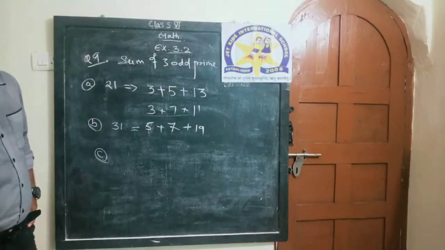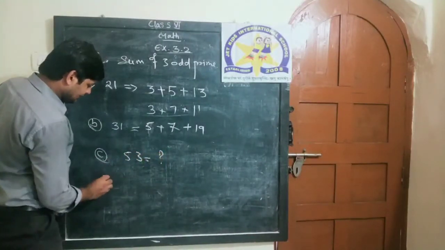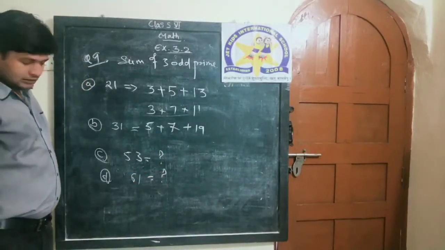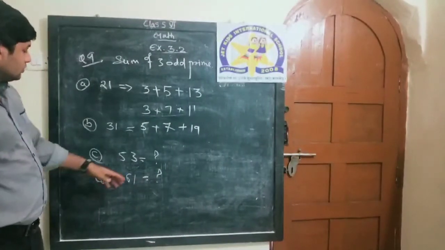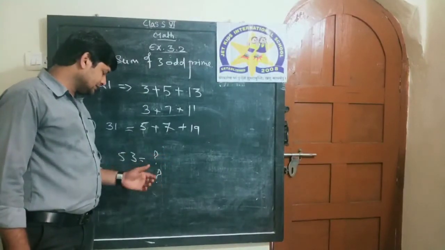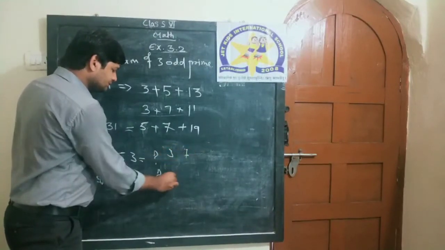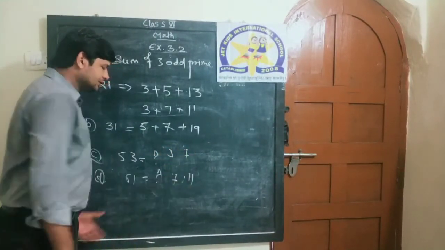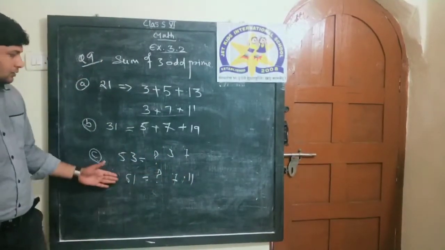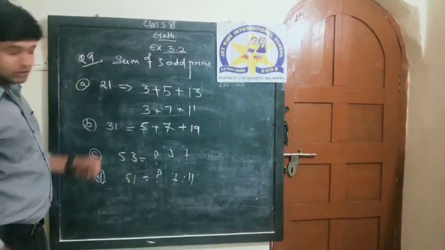53. So 53 and 61 is a pair. Clear? 53 and 61. So you can start it with 3 or 7. It is a hint. Or you can start it with 7 or 11. This is a hint. If you start with 11 and 7, you will find the answer. You will find the pair. So 53 and 61 is a pair for question number 9.